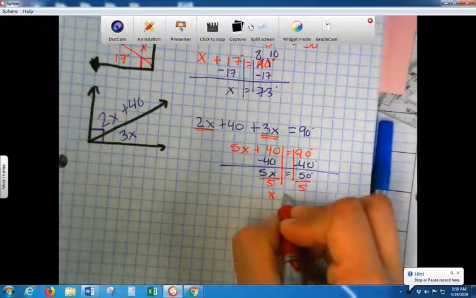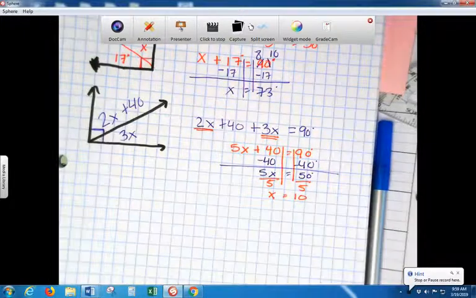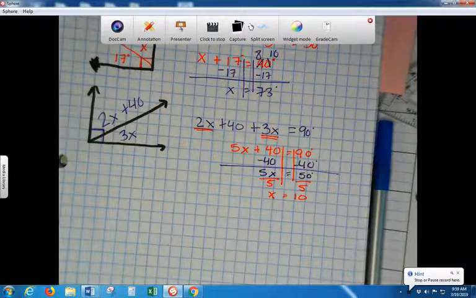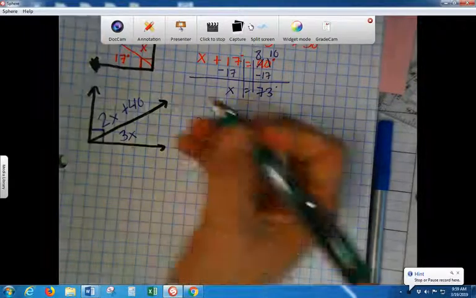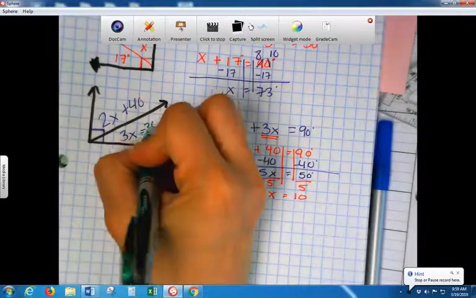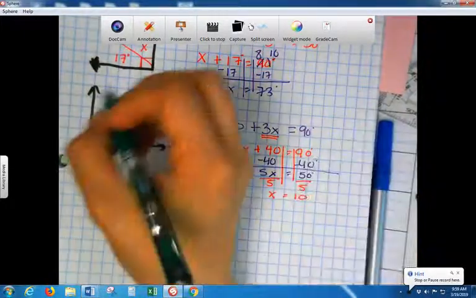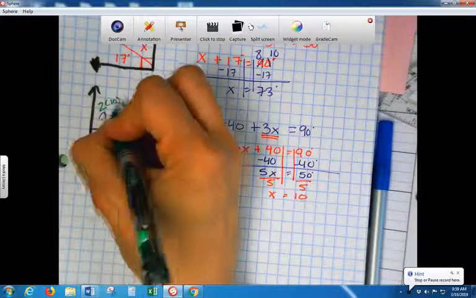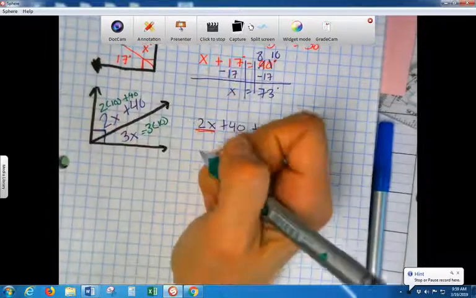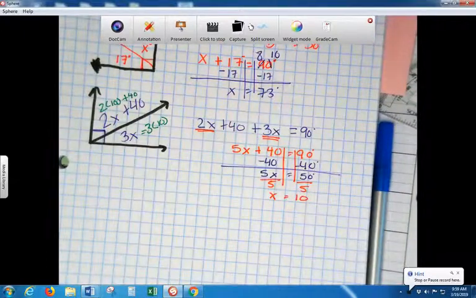X equals 10. Now, is that what the angle measures? No. Is this 10 and is this 10? No. What are you going to do now? You're going to fill it in. You're going to substitute. So, for example, this is 3 times what? 10. And this is 2 times 10 plus 40. What I just did right now is called substitution.